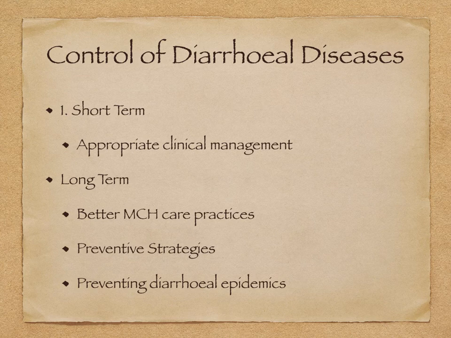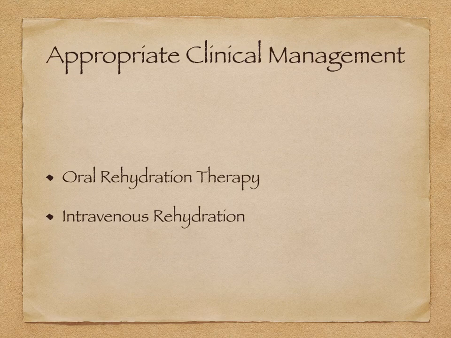The Diarrheal Diseases Control Program of the World Health Organization has, since its inception in 1980, advocated several intervention measures to be implemented simultaneously with mutually reinforcing and complementary impacts. These measures center around the widespread practice of oral rehydration therapy. The intervention measures recommended by the World Health Organization may be classified as you can see in this slide. These are short term, which includes appropriate clinical management, and long term, better MCH care practices and preventive strategies preventing diarrheal epidemics. Starting from the first, appropriate clinical management.